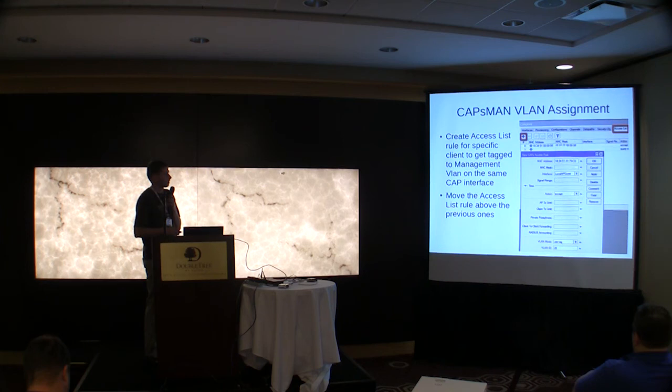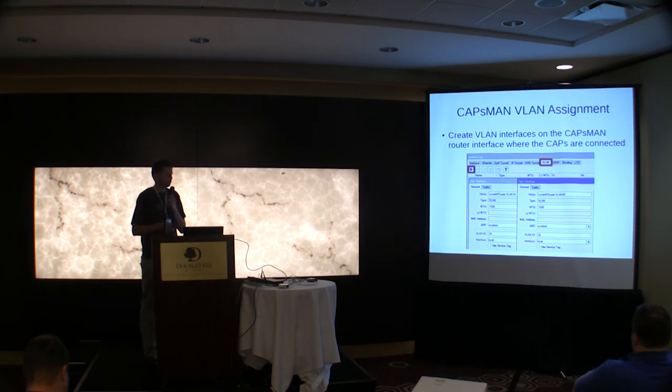And in the access list, you create a new access list rule for a specific client to also, for example, be tagged to a management VLAN. For example, this Apple device, this iPhone, is added to a different VLAN, not VLAN 10 like in the previous slide, but VLAN 20. And this access list rule should be moved above.